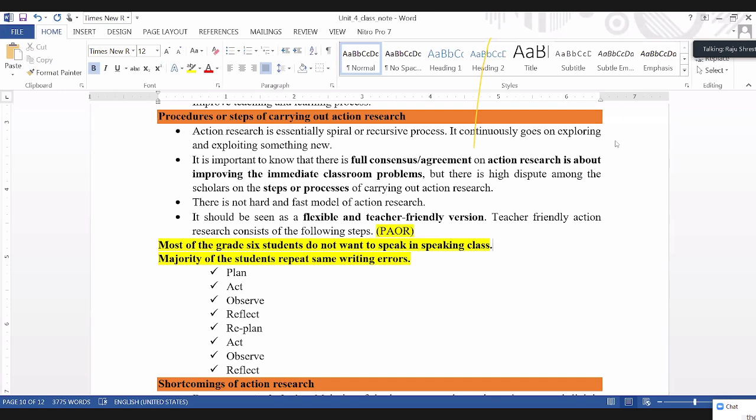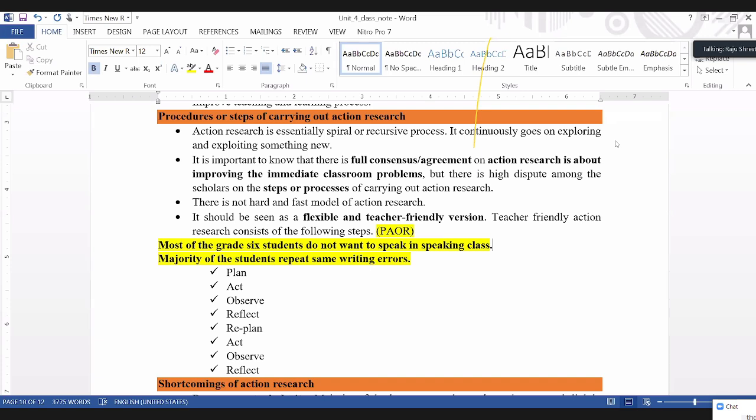Action research is improving the immediate classroom problem. This is done by the teacher. This is the inquiry initiated by the teacher. Action research is teacher-conducted classroom research. Every teacher is an action researcher. Action research happens in the classroom, carried out in the natural setting where students are, where teaching happens. So every teacher is an action researcher.